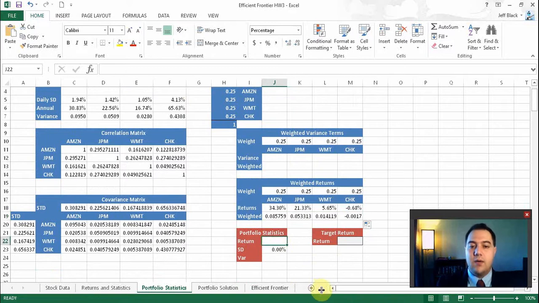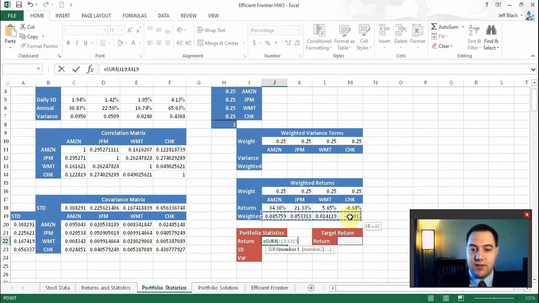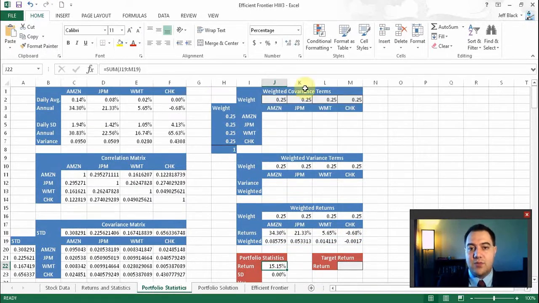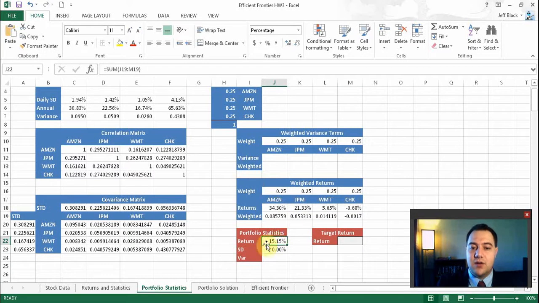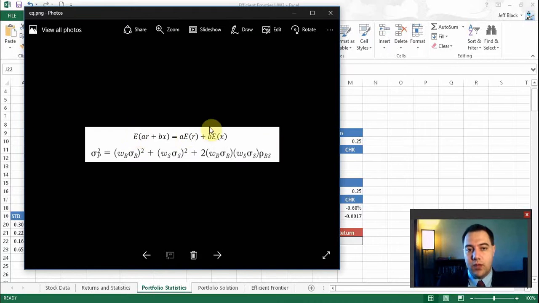Now my total return on the portfolio is going to equal the sum of all of these. So that's how much I invested in Amazon times the return of Amazon, how much I invested in Chase times the return of Chase, how much I invested in Walmart times the return of Walmart, and same for Chesapeake. If I invest 25% in each of these stocks, this will give me an expected return of 15.15% per year. That should look something like this formula, where we have how much we're investing in Chesapeake times the expected return of Chesapeake, same for Amazon, same for Chase, same for Walmart.